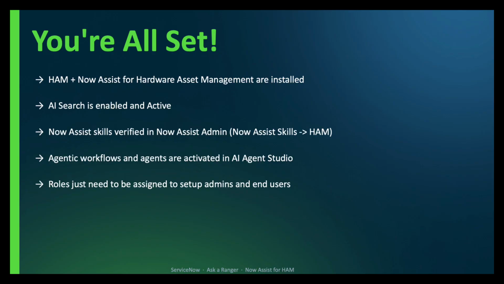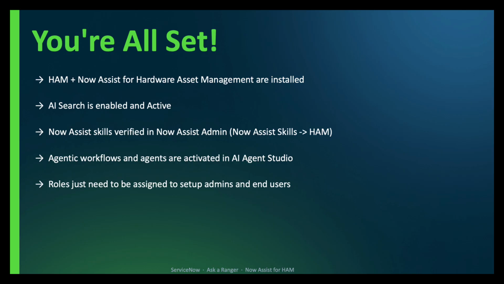So let's recap what done looks like, top to bottom. First, you want to make sure that the plugins are installed, both of them, both the HAM and the analysis for HAM. Next, the AI search is enabled and showing green as active. This is very important. This is one of those steps, like I mentioned, that many customers forget to do, and they run into some issues.